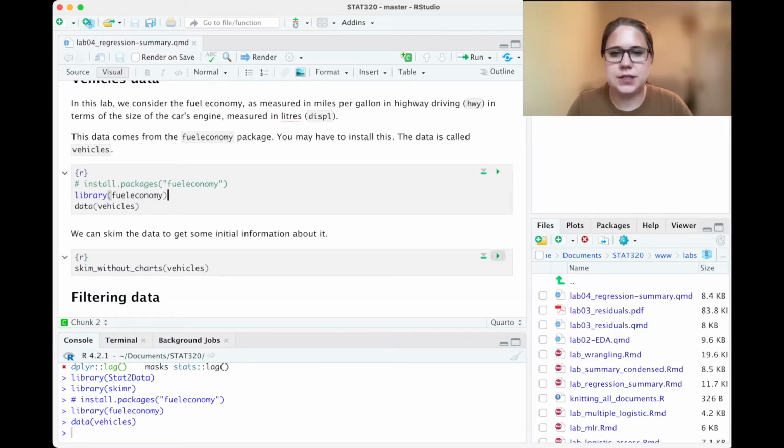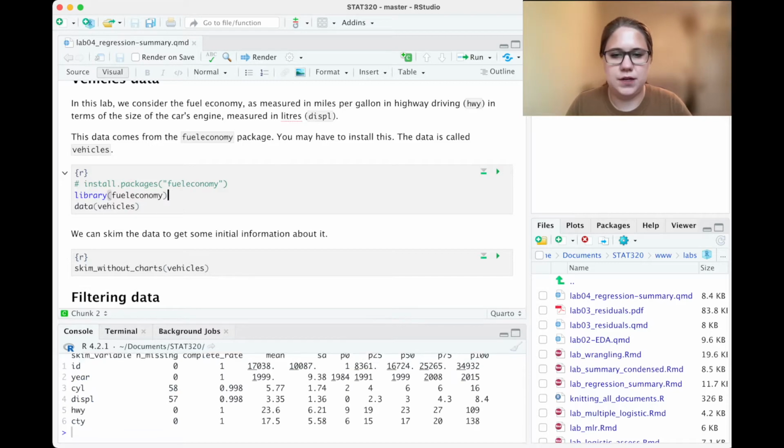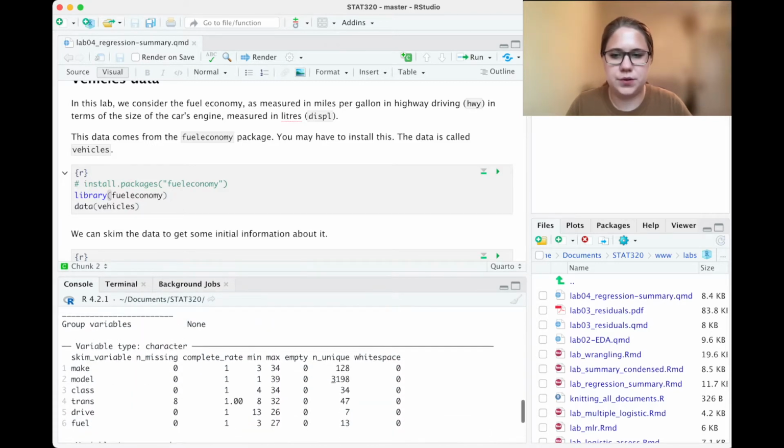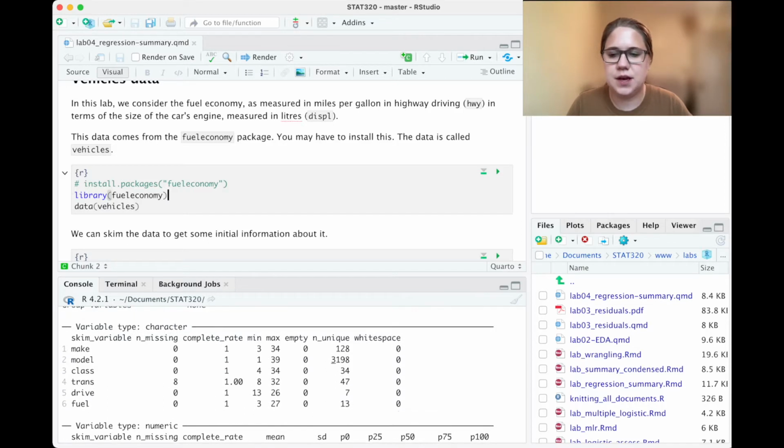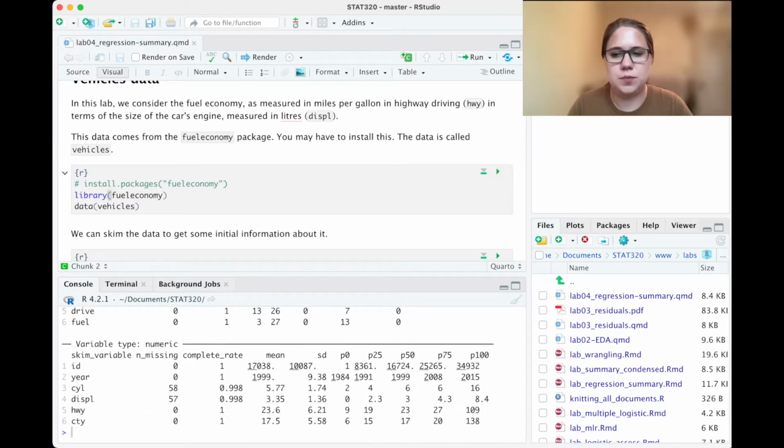And I could skim the data to get a little bit of initial information about it, to see the kinds of variables that I have and the summary statistics of them. So this has a few character variables. Those are kind of like categoricals, like the make, the model of the car. It's got some numeric variables like the year of the car, the number of cylinders, the displacement, the highway and city mileage, things like that.